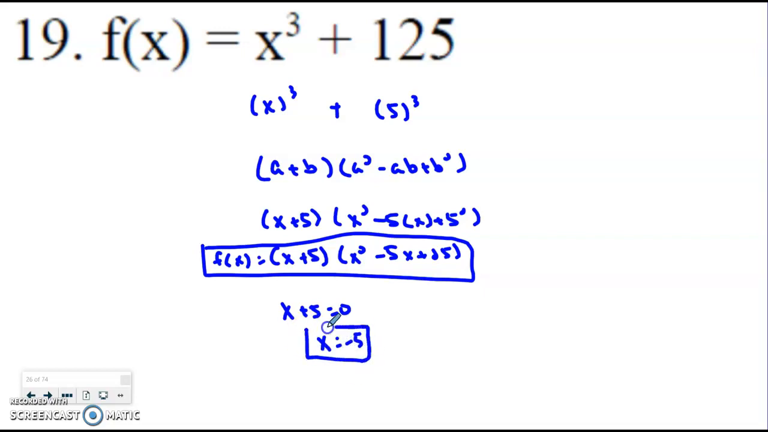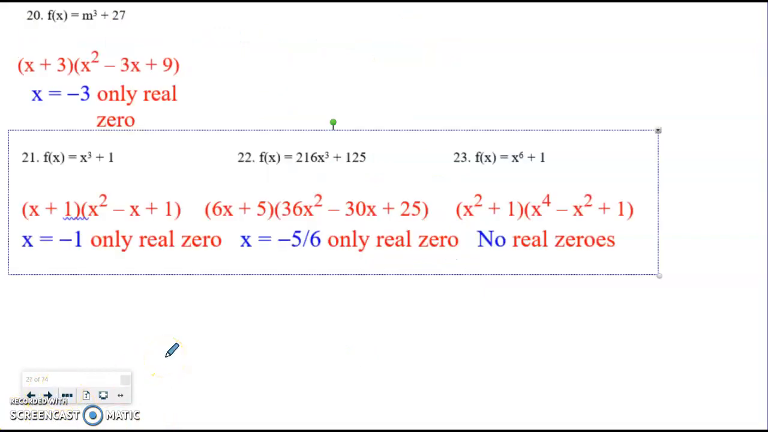Okay. If you want to pause the video, you can try the next few, and then I will show you guys what you got. And this is what you should have had for 20, 21, or 22. We will talk more about this tomorrow and on the next day when I see you next.